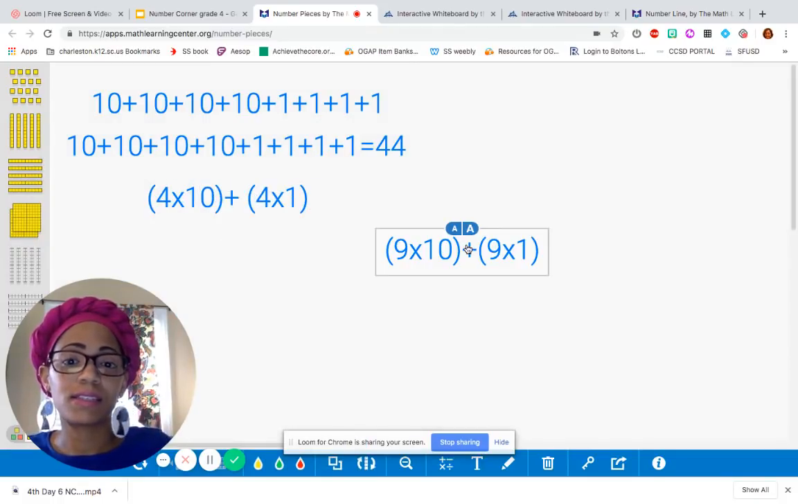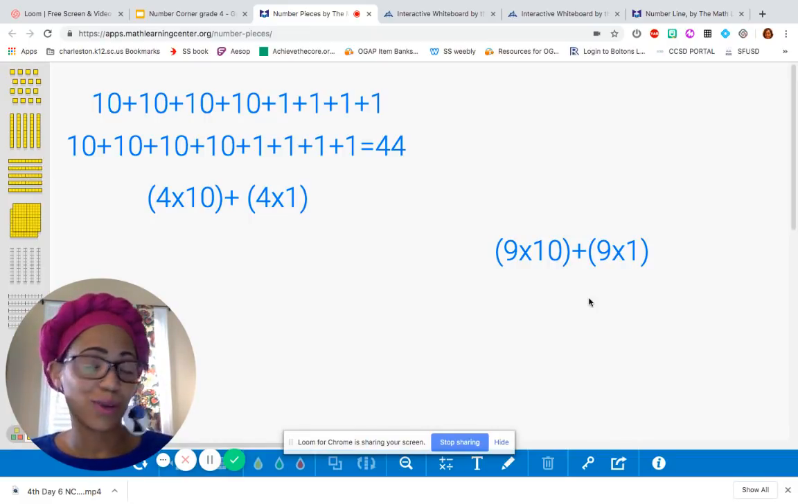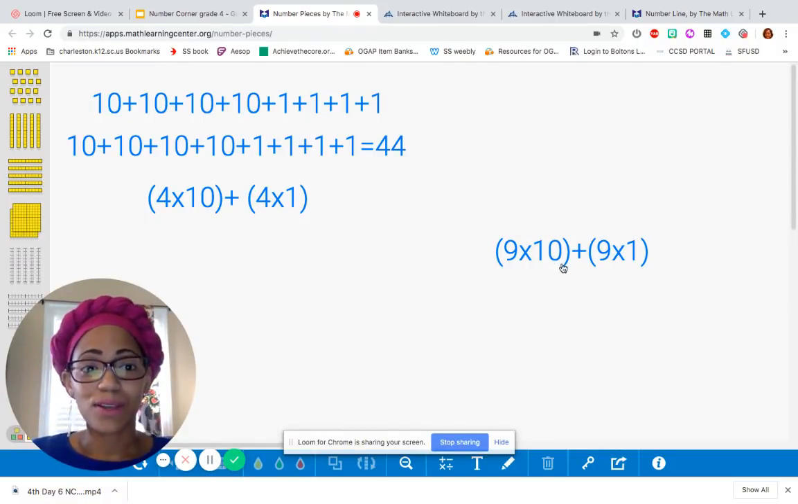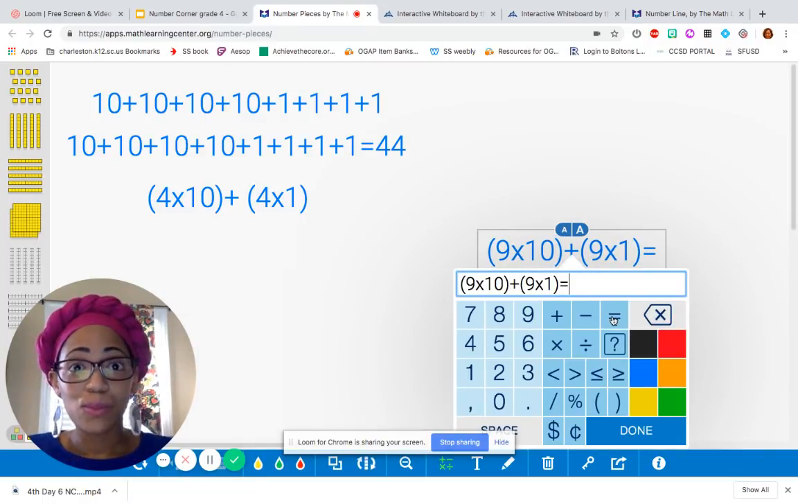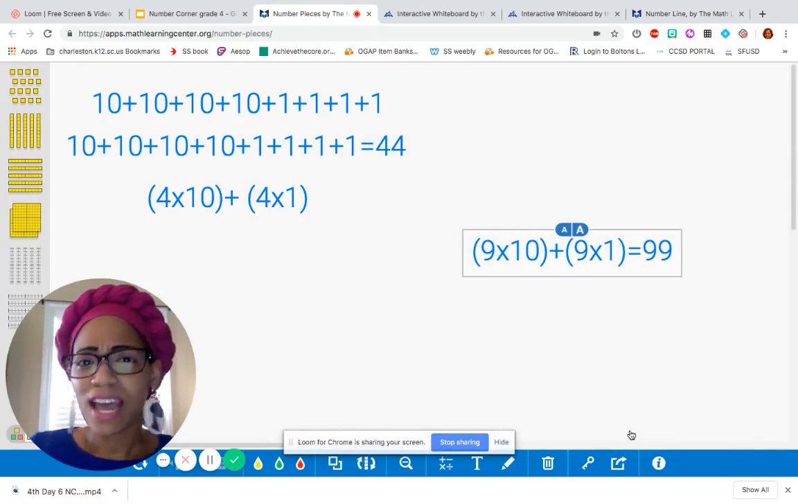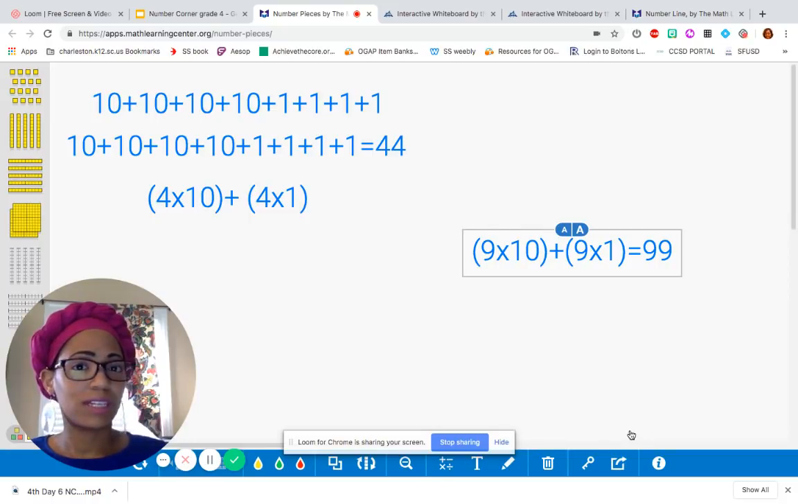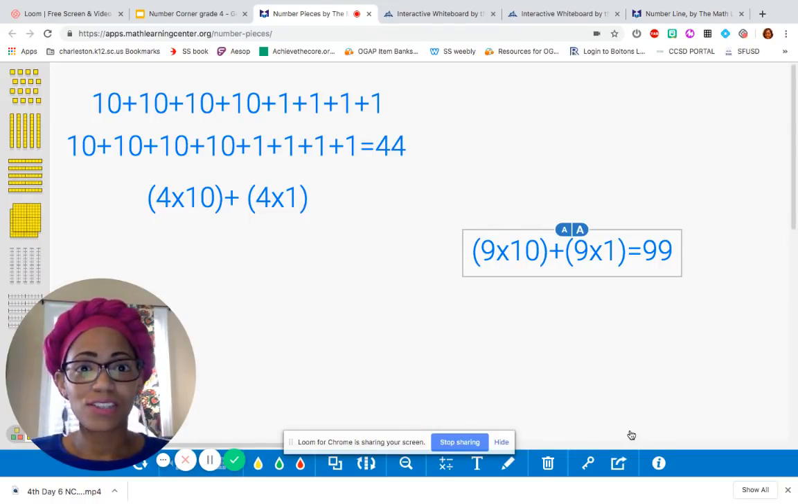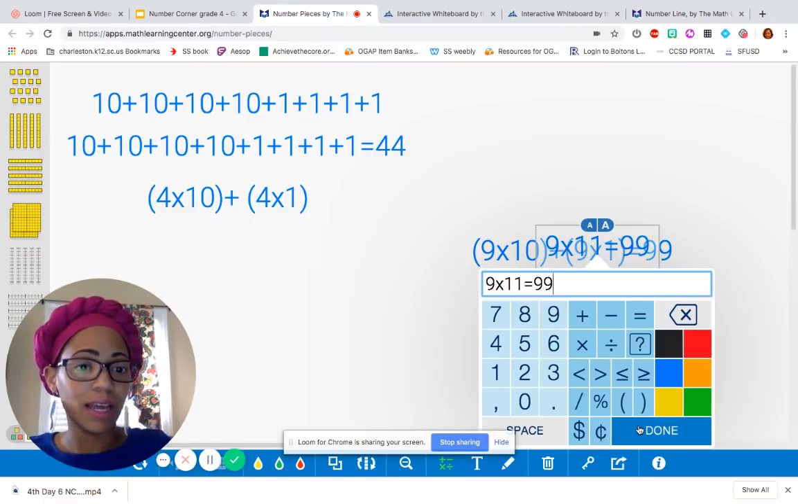Now, if I leave it as this, 9 times 10 plus 9 times 1, is that an expression or is it an equation? Good, it's an expression. Awesome. So what's the value? How could I make it an equation? Equals what? 99. You got it. Wait, what was that? You know that one heel bone and one staff was 11, so you just did 9 times 11 because there were 9 of each. That's really brilliant. I love it. I'm going to record that as well. 9 times 11 equals 99.